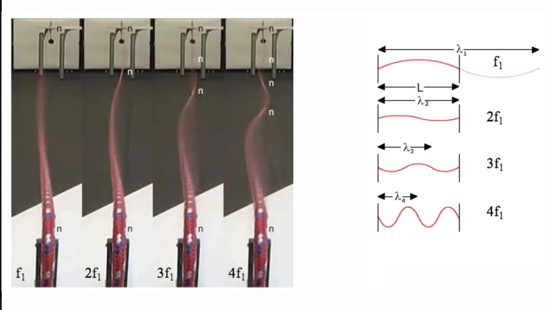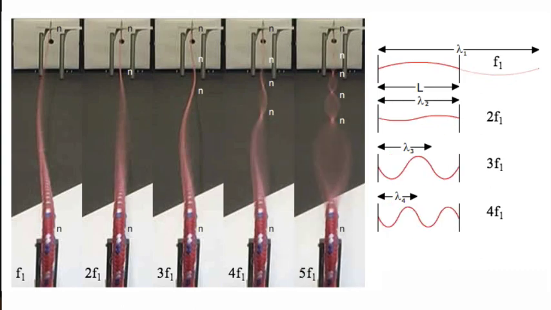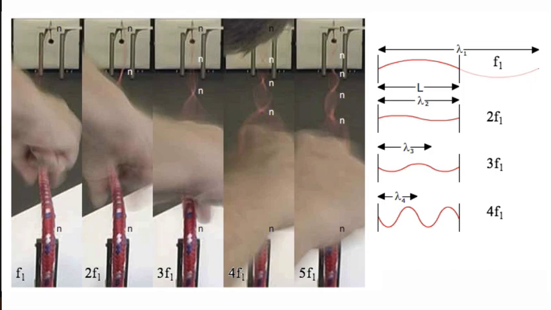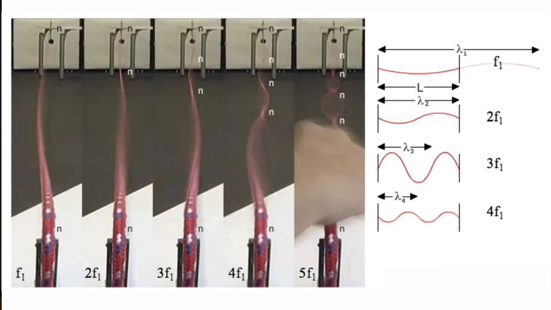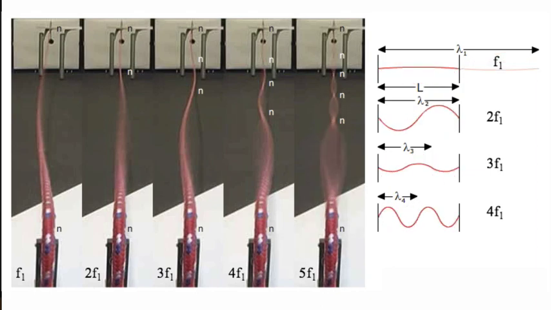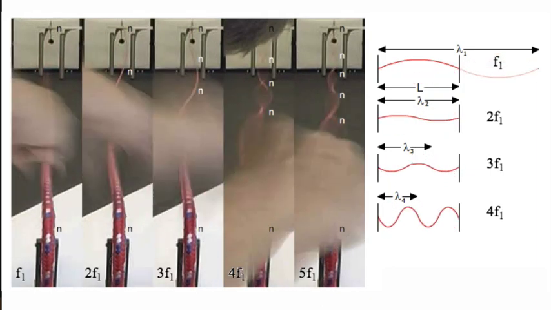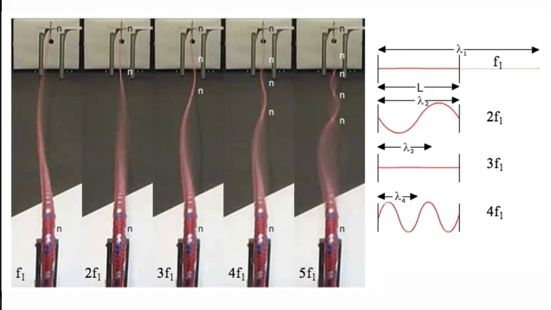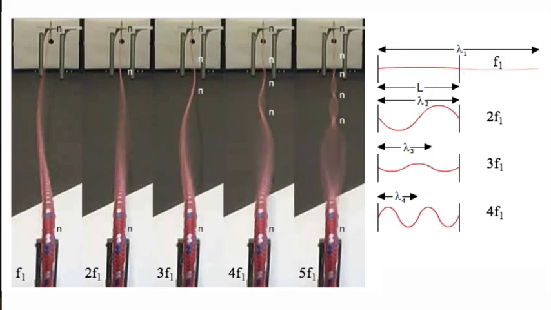All of these standing waves are what we call resonances of the string. A resonance is the capacity of some system to store energy at a particular frequency. This string can store mechanical energy at a frequency f1, or at 2f1, or at 3f1, 4f1, and so forth.